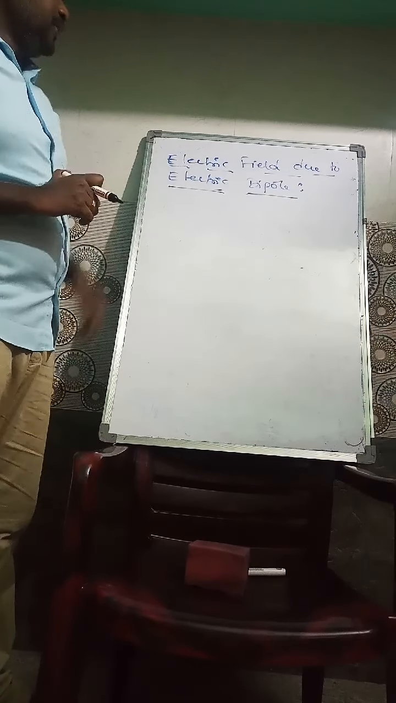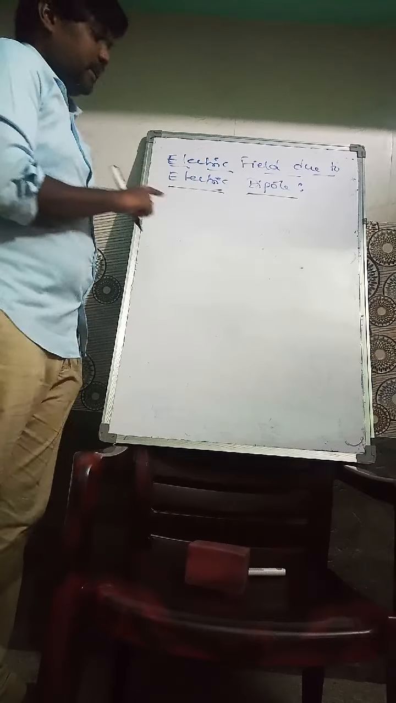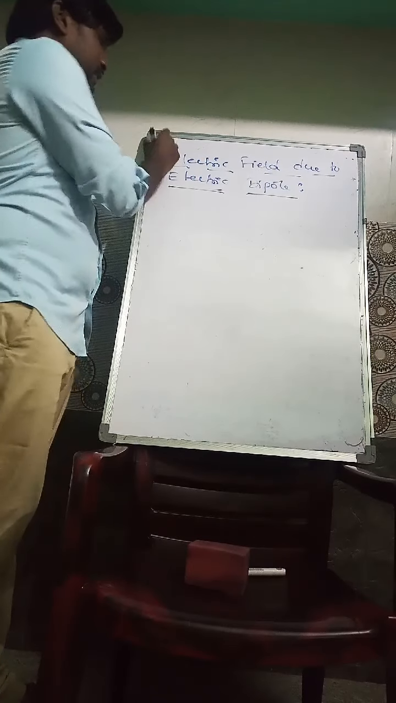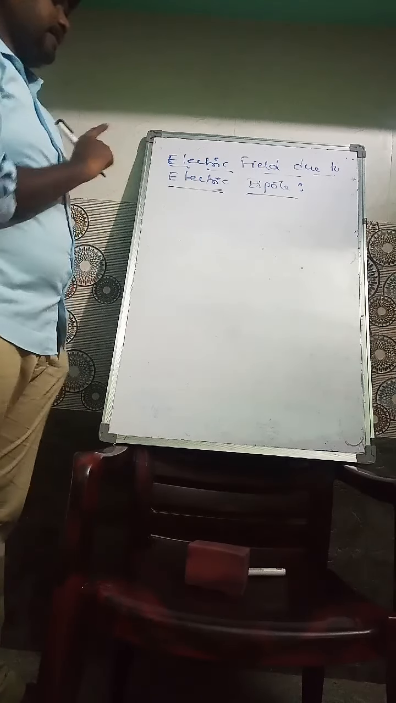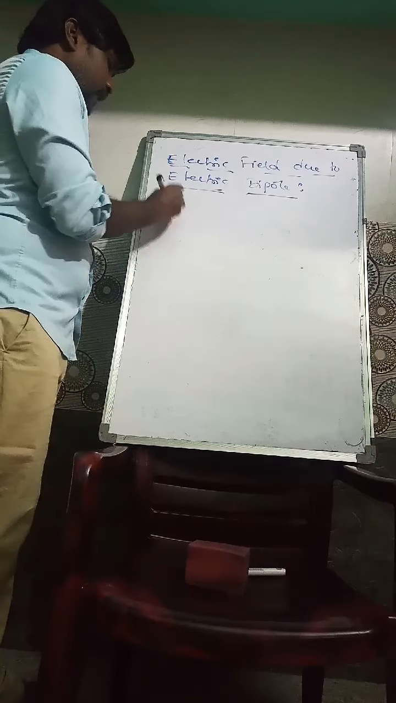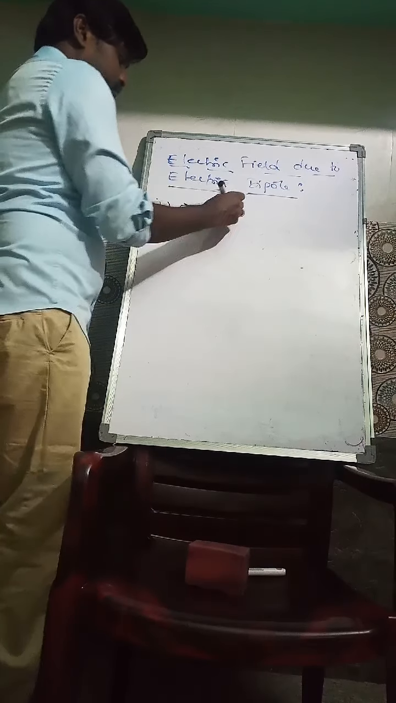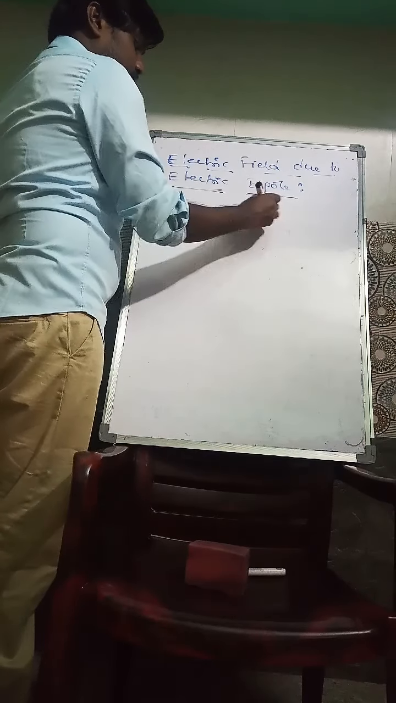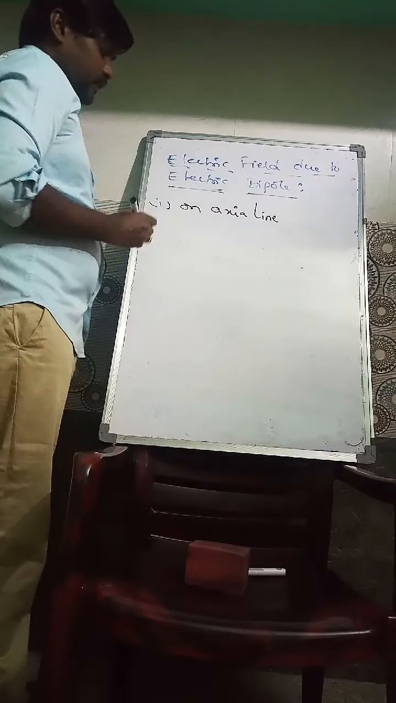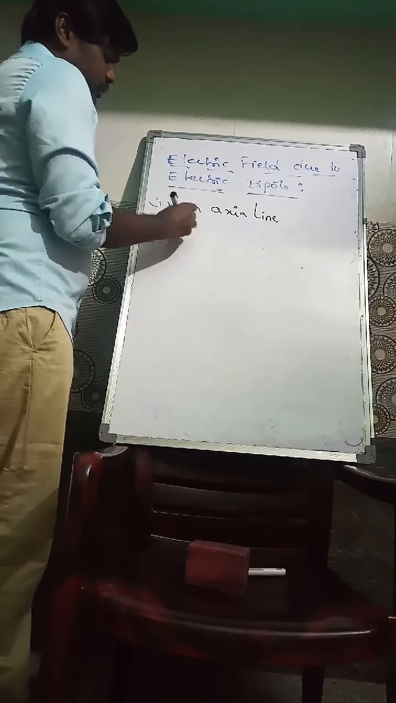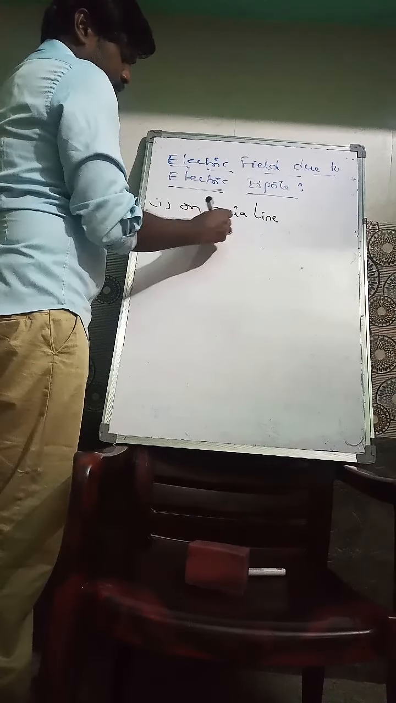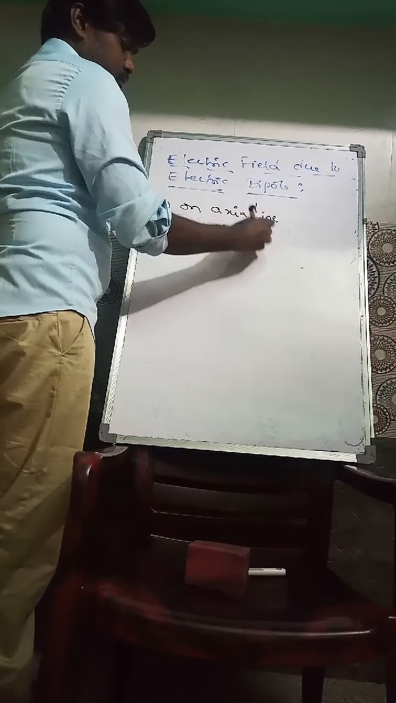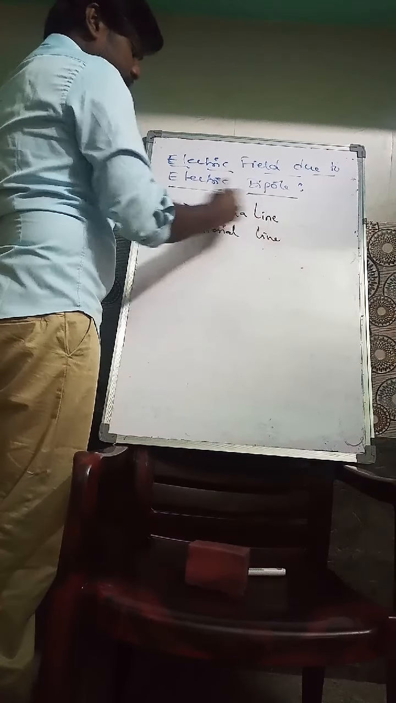So electric field due to an electric dipole. Here we are going to find the electric field at two points. One is on the axial line, and the second is on the equatorial line.